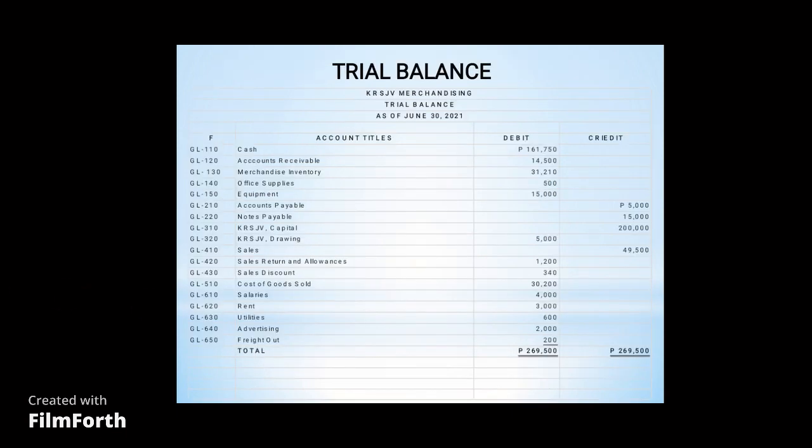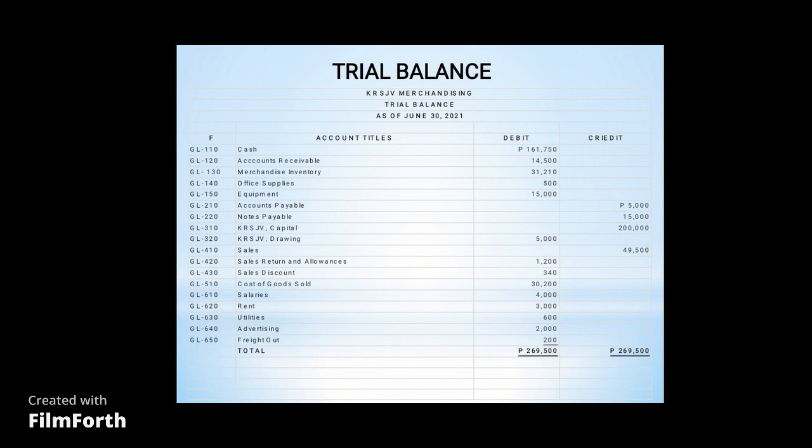So next is the trial balance. How to make a trial balance? First, we do the header in the center. So on the first line, put the name of the company. The next line is its purpose. So the purpose of this is a trial balance. And lastly, the date with an introduction of as of.